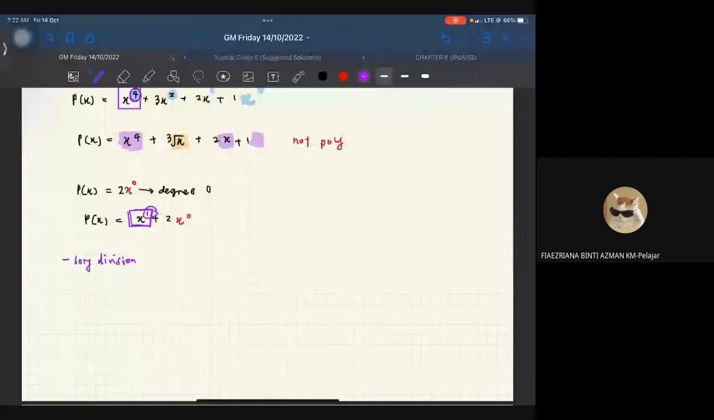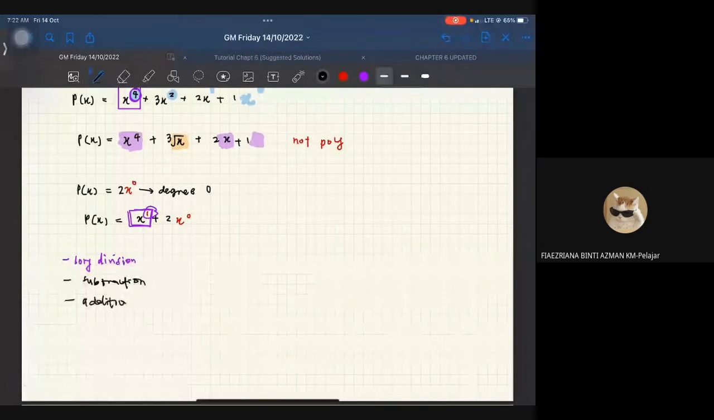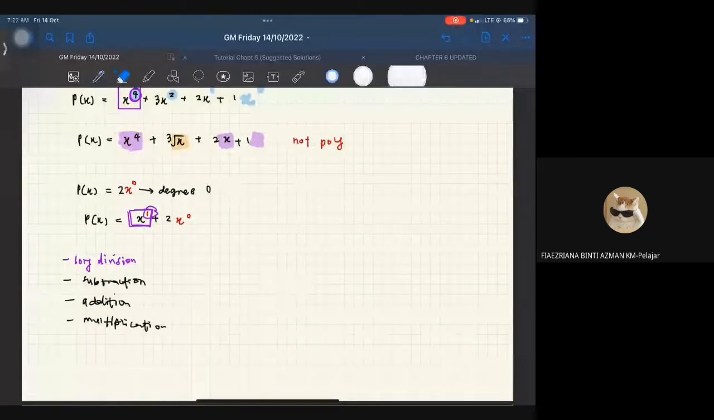Sambung. So, learn about subtraction. Okay, and then you learn about addition. And I believe lastly we learn also about multiplication. Okay, so empat-empat benda ni kita belajar lah. Okay, yes, thank you. Ada Julia, Daya, Atira, Florence dengan Chai.